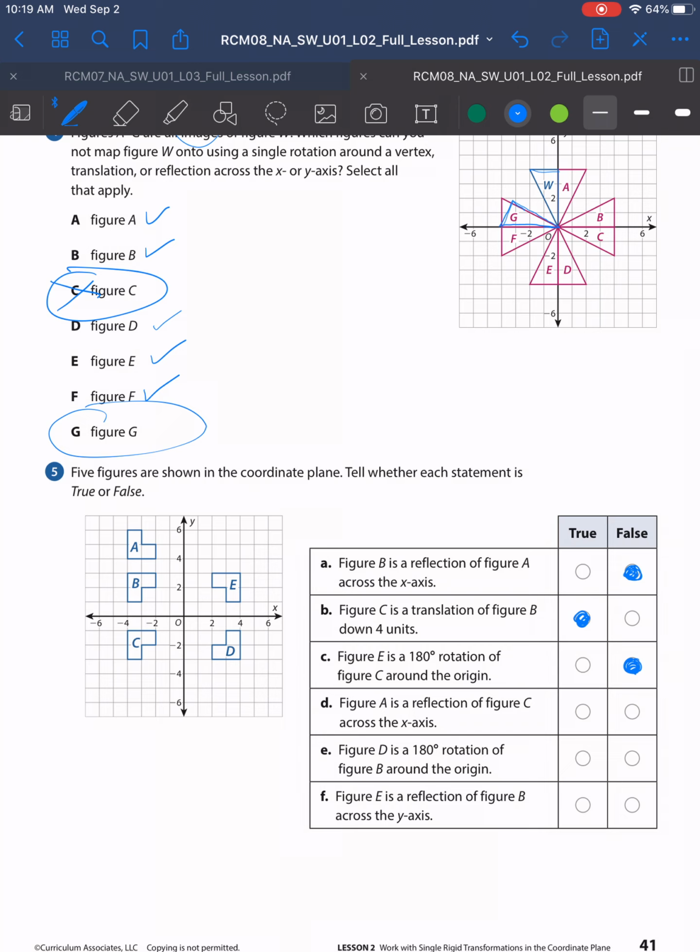Okay, figure A is a reflection of figure C across the x-axis. So they're saying the x-axis is our line of reflection for A and for C. No, that's not correct, because look, this dot is only 1 away, whereas its little partner over here is 1, 2, 3, 4 away. So that is not a reflection. That's not the reflection line, at least.